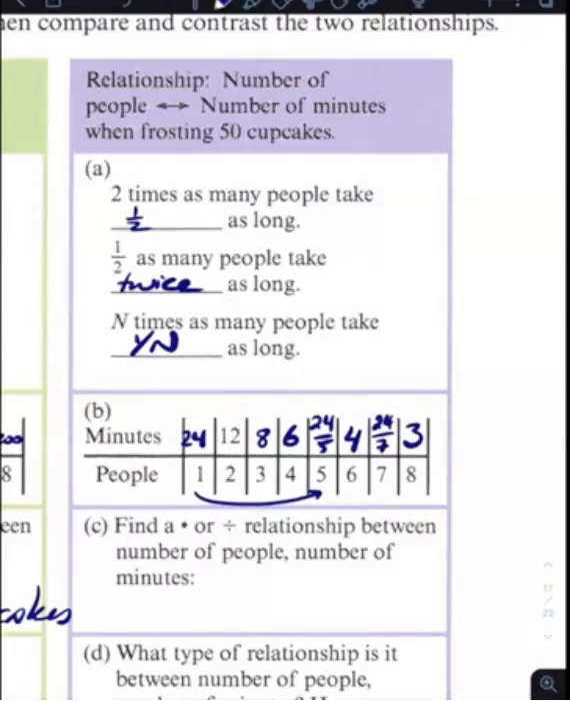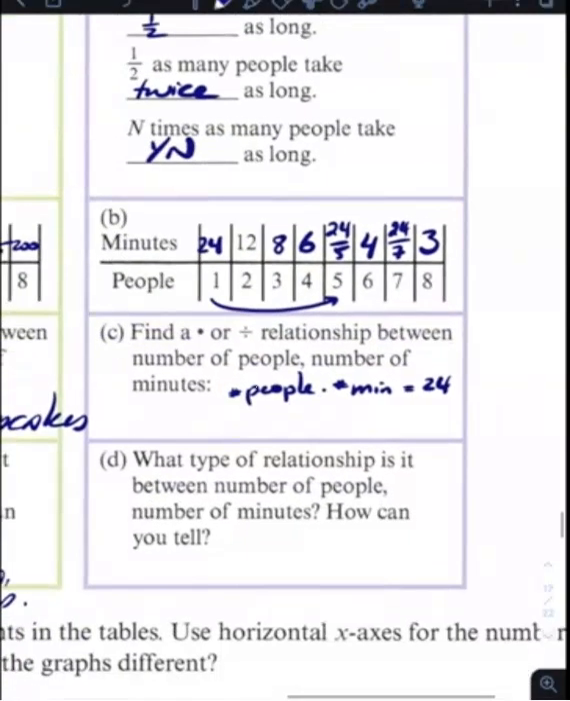So find a relationship between the number of people and the number of minutes. It looks as though the number of people times the number of minutes equals 24. And that is not a proportional relationship. That's an inversely proportional relationship.